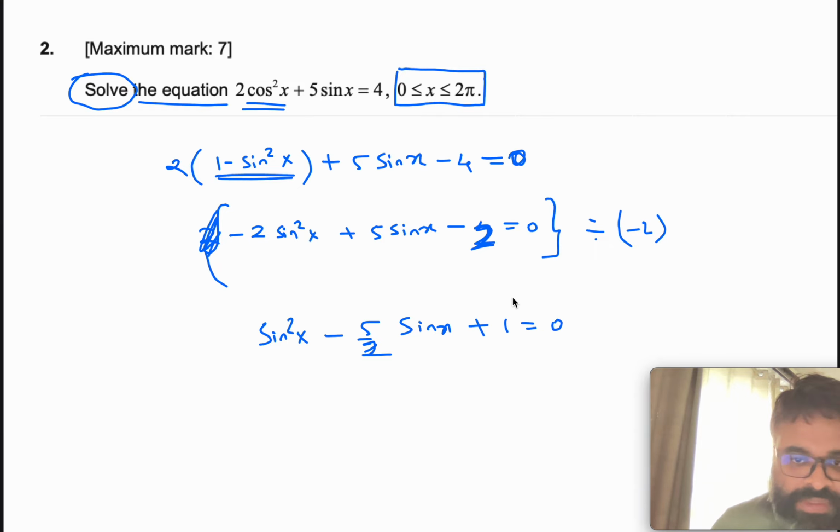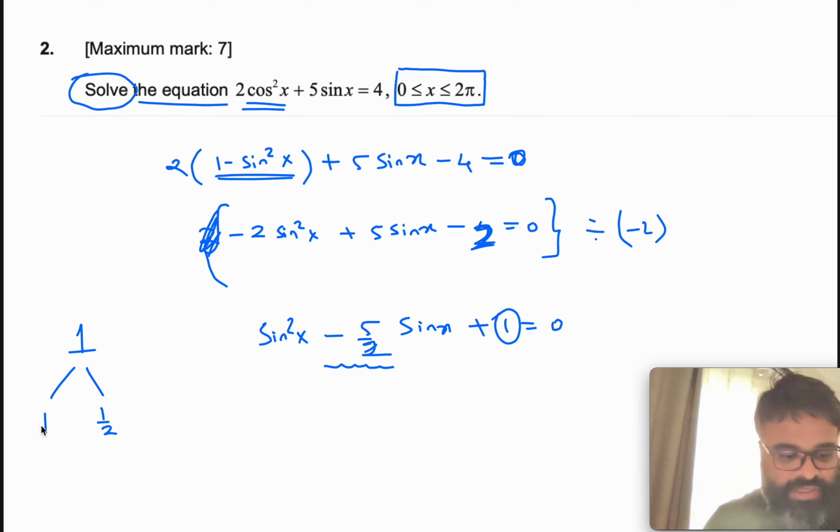Now we got a quadratic equation and this is paper 1, so you don't have a calculator. So you have to find the roots here. So for this, you have to find the factors which will add up to minus 5 by 2. So you just have to think about this. This will be probably 1 and 1 by 2. Not really. 2 and 1 by 2. 2 times 1 by 2 will give you 1. And when you add them, 2 plus 1 by 2 is 5 by 2. But then you want minus 5 by 2. So you just have to write minus here.